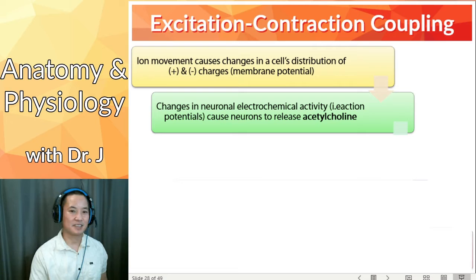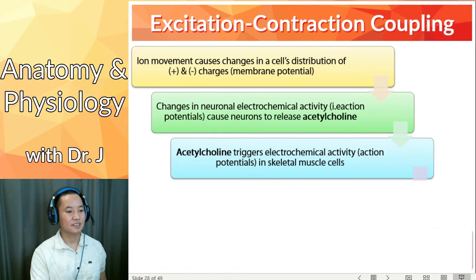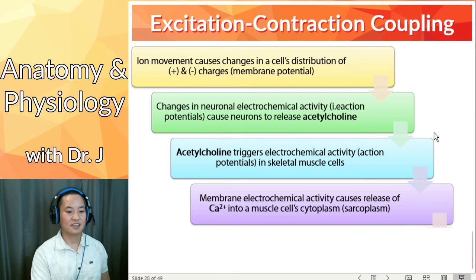But basically what happens, you have these changes in ion concentrations and movement, and this travels all the way to the end of a neuron called the axon terminal. This causes a neuron to release something called acetylcholine, ACh for short. So the thing is that acetylcholine triggers electrochemical activity in the muscle cells that are targets of these motor neurons. Remember, a motor unit is a motor neuron connected to a muscle fiber or a group of muscle fibers. So acetylcholine relays the signal from a neuron to a muscle cell. And then this causes a release of calcium into a muscle cell's cytoplasm, also known as the sarcoplasm.